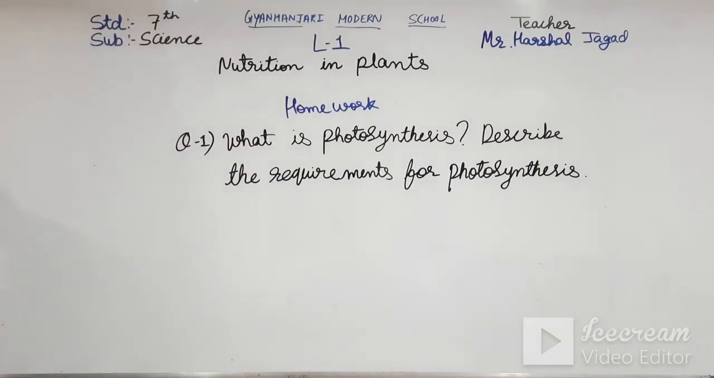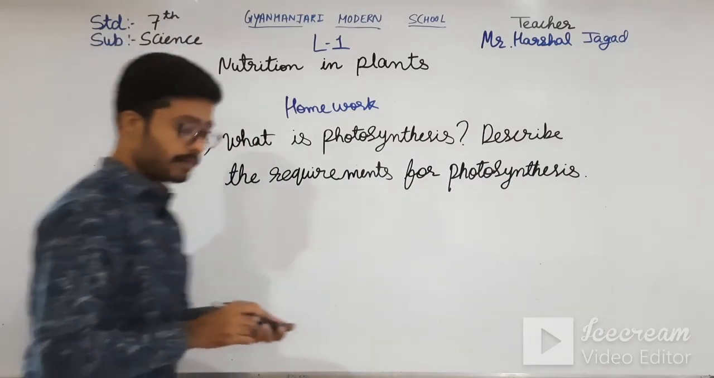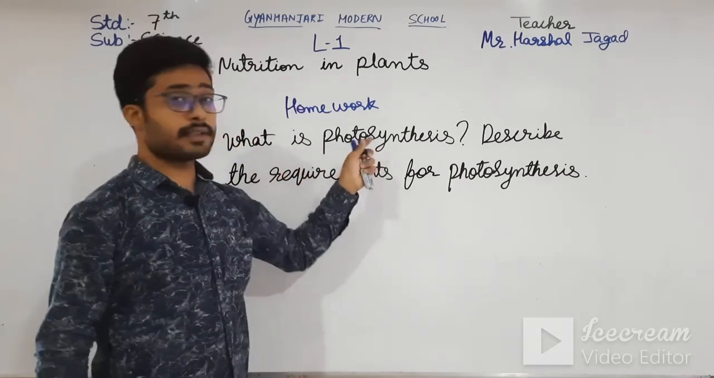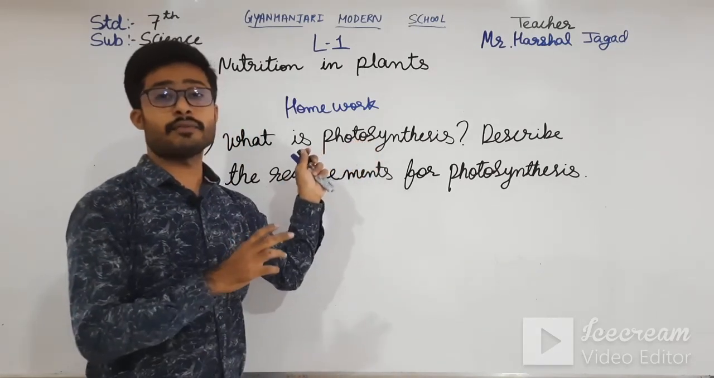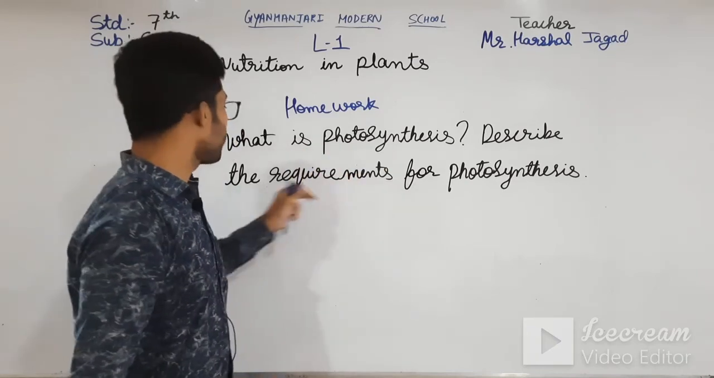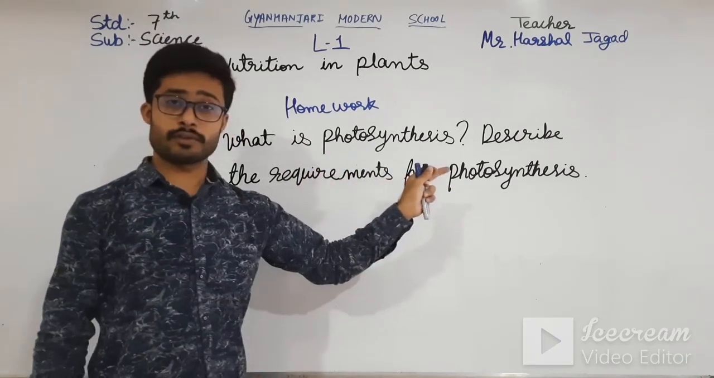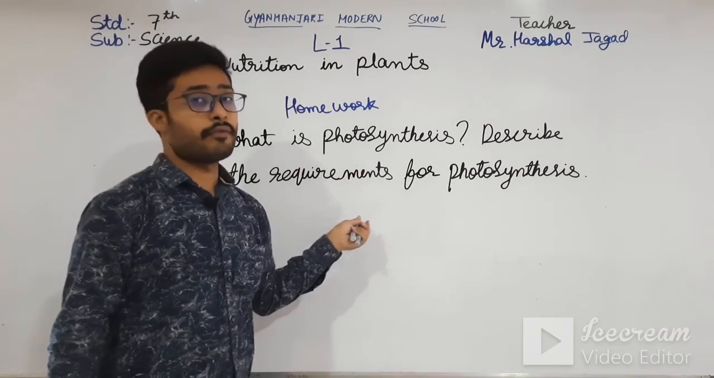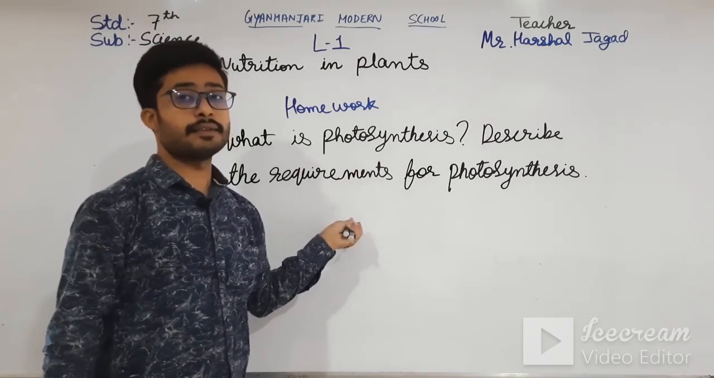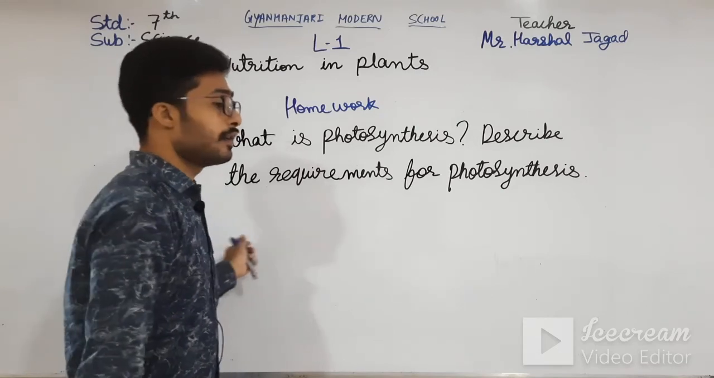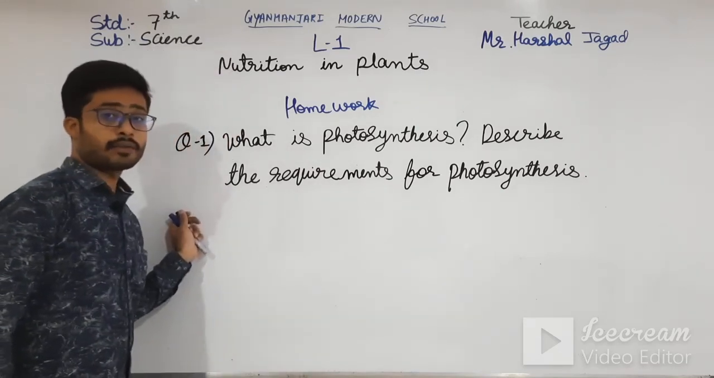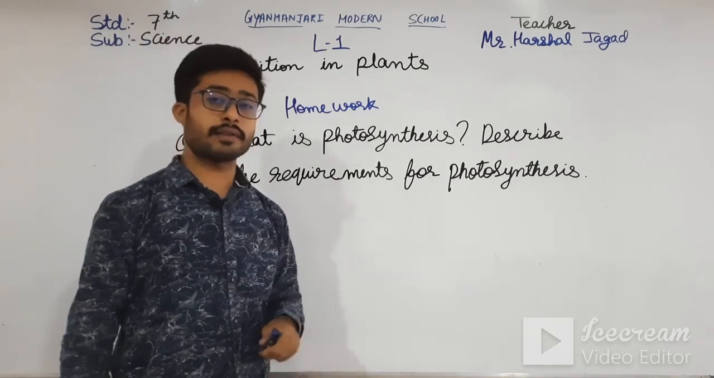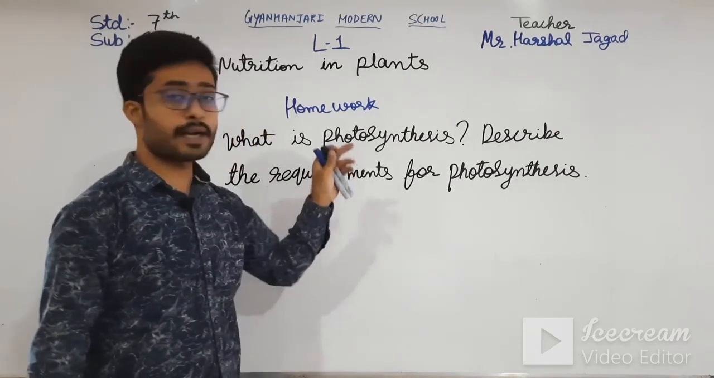So, this is your today's homework, students. Please note this down. What is the photosynthesis process? You have to first of all write what photosynthesis is and describe the requirements for photosynthesis. You have to write down which requirements are there. First of all, chlorophyll, then sunlight, and air, carbon dioxide from air, and water from the soil. Okay students, these are the 4 requirements. You have to write that also.